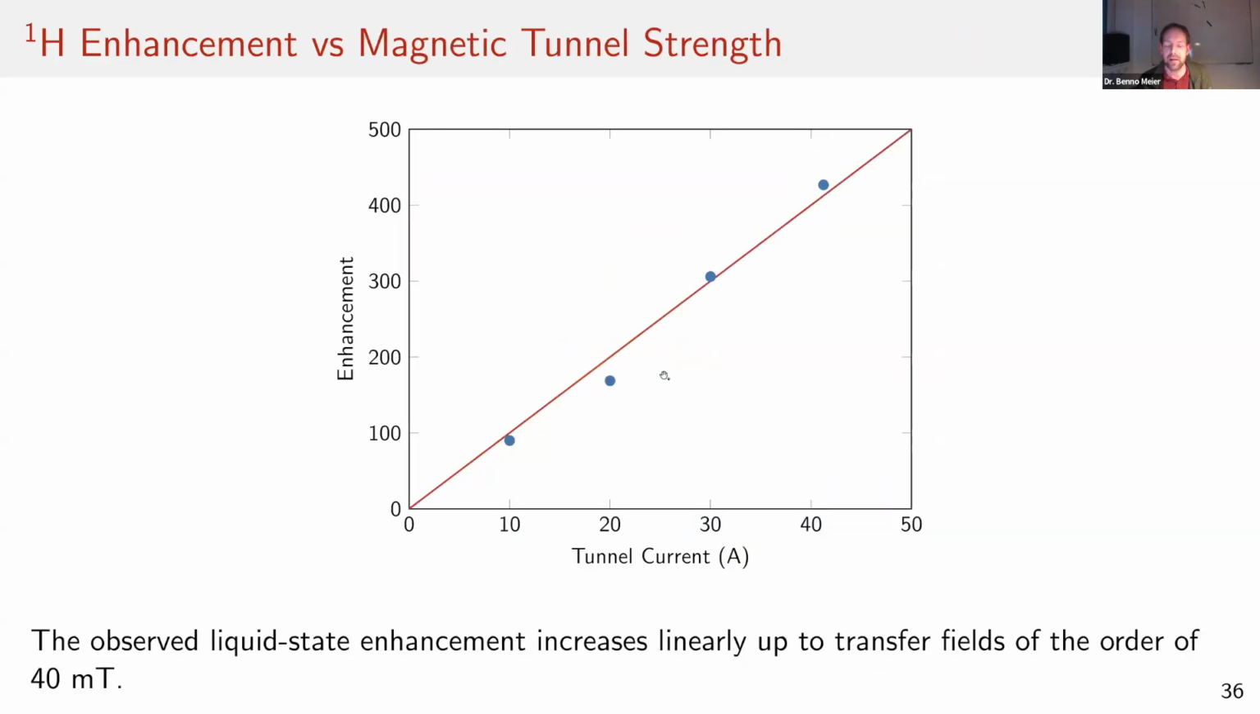Now we looked at the tunnel current. This has also been a question of ours that we had failed to answer in the past. And we see that with this 25 millimolar concentration, if we increase the current, we just get more and more enhancement. So at a 40 ampere current, that would make a field of approximately 40 millitesla, we get an enhancement of 400, and you see it's very tempting here to increase that magnetic field further. Okay.